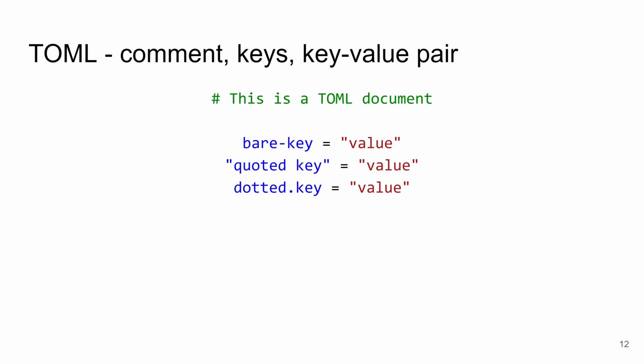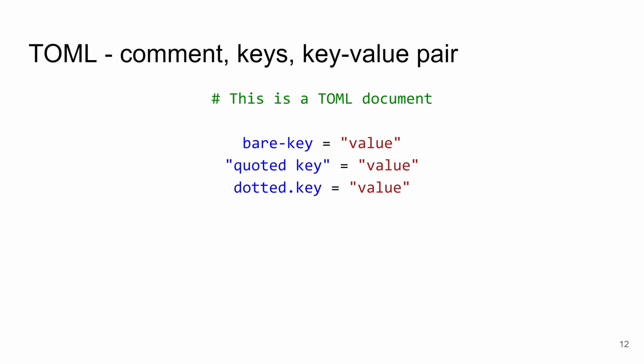So comments in TOML start with hashes, and that's it. So those are comments, and then we'll talk about key value pairs, which are quite essential for a key value based format. And here in TOML, there are actually 3 types of keys, which is interesting. The first is called a bare key. It can only use a subset of characters which are safe to be used as keys.